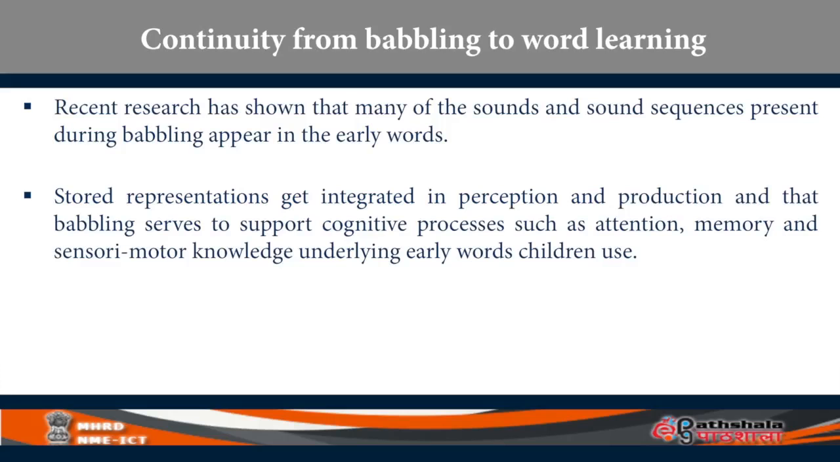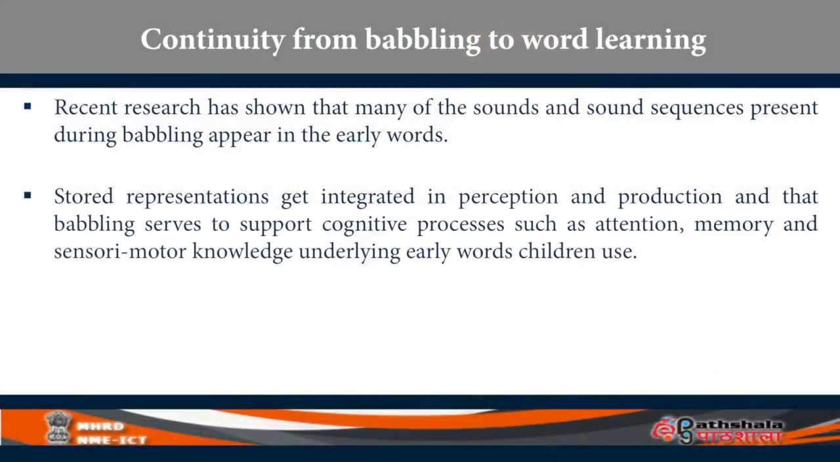In other words, stored representations get integrated in perception and production. So, when they are babbling, some of those syllables, those representations are there in the child's mind, and then the child keeps hearing input. So, a child who perhaps uttered some sounds which are not part of his language when he is 6 months old will drop out those sounds and will stick to sounds which are part of his native language, what he is hearing at home, if there is only one language, alright. So, the child combines the stored representations with the perception and production.